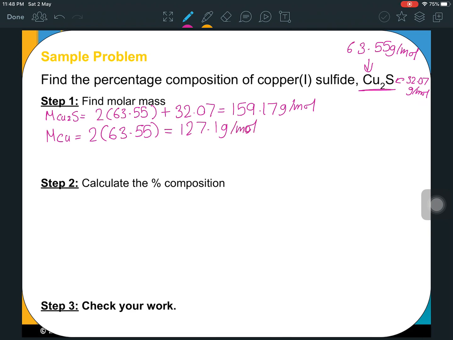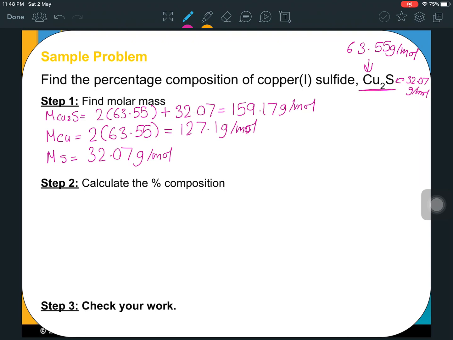So this means that in my compound, 127.1 grams of the compound come from copper. All right? And the mass for sulfur is just 32.07 grams per mole. So out of my entire compound, 32.07 grams belong to sulfur and 127.1 grams belong to copper. Okay? Now, finding the percentage composition is extremely easy.